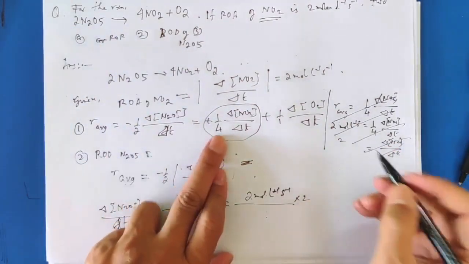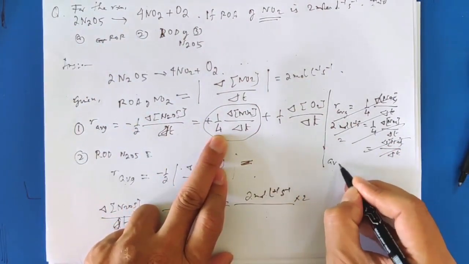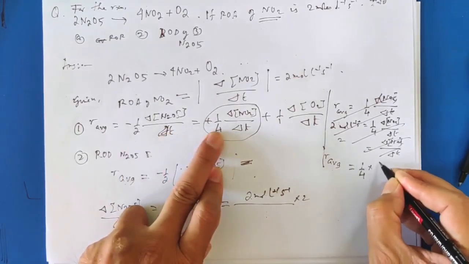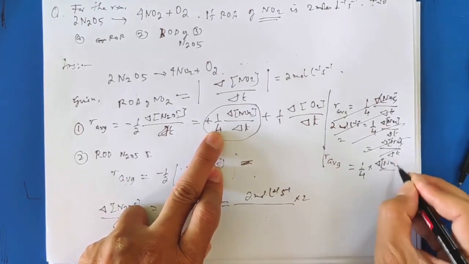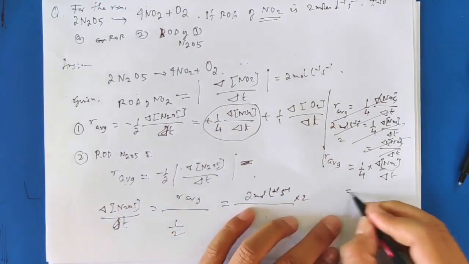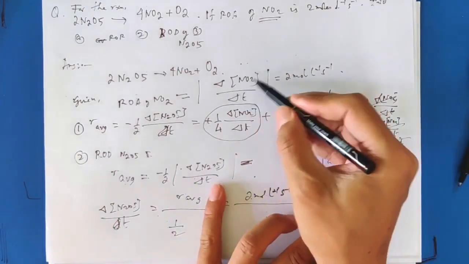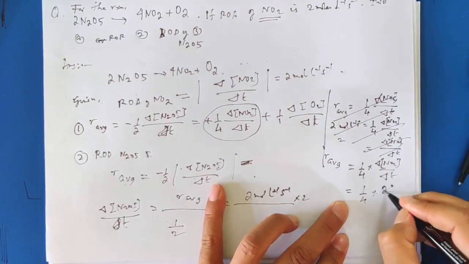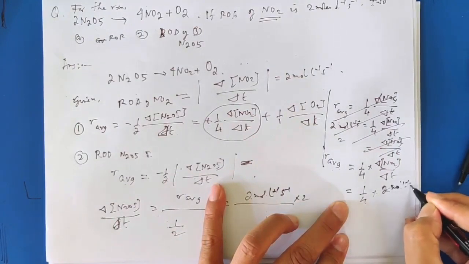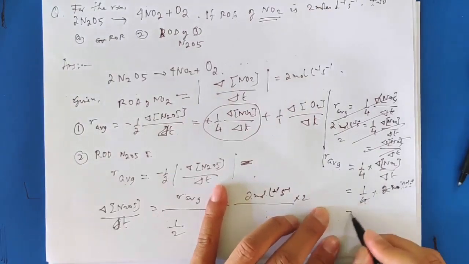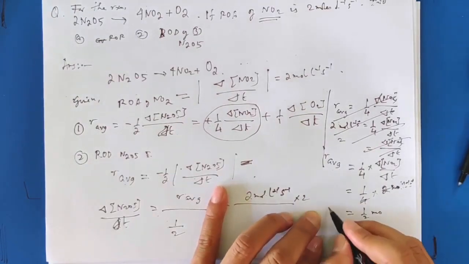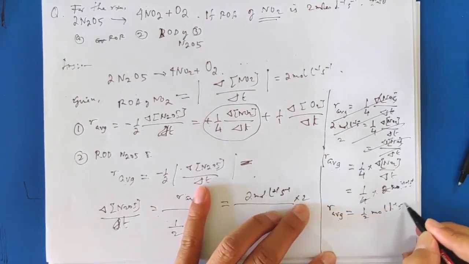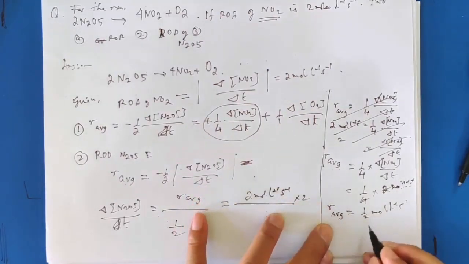And what now? Average rate is how much? This is 1 by 4 del NO2 concentration del T. So to calculate, del NO2 by del T is 2. So 1 by 4 into 2, with the unit mole liter inverse second inverse. So this is 1 by 2. Average rate is half mole liter inverse second inverse. So the rate of average is half.